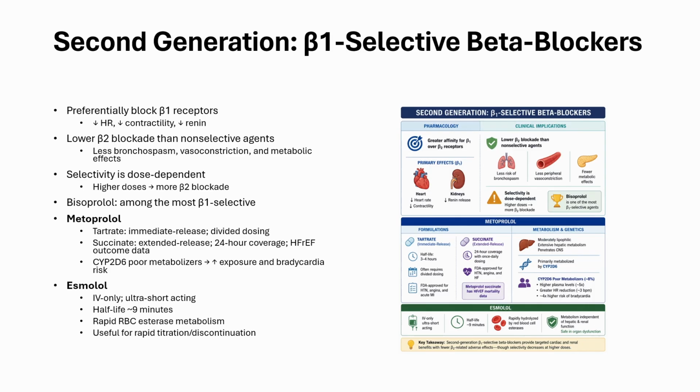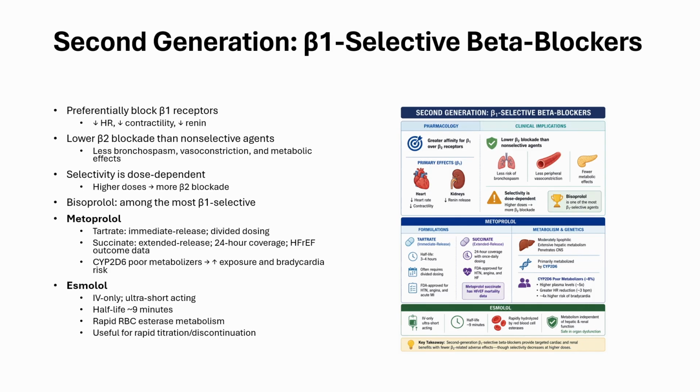Metoprolol is moderately lipophilic and undergoes extensive hepatic first-pass metabolism, with significant CNS penetration, and is mostly metabolized by CYP2D6. CYP2D6 genetic variation can substantially affect exposure. About 8% of Caucasians are poor metabolizers, which experience about 5-fold higher plasma levels compared to extensive metabolizers. A meta-analysis of 15 studies found that poor metabolizers had an additional 3 beats per minute reduction in heart rate and a 4-fold higher risk for bradycardia compared to non-poor metabolizers.